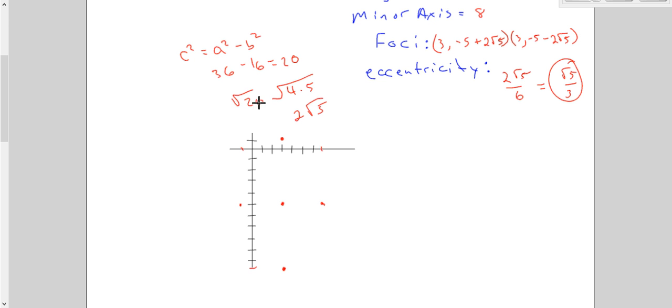And let's go ahead and put that on there. And there's my ellipse. I'll make these points a little bit bigger. And we're done with that.